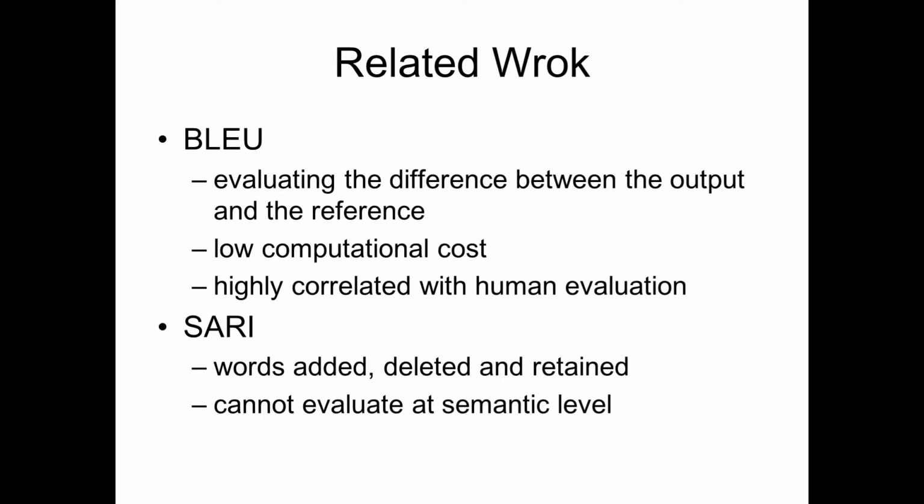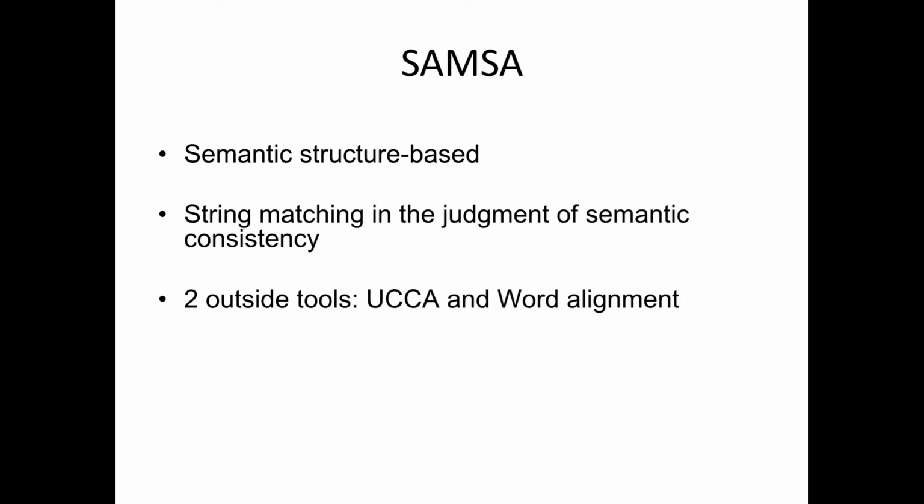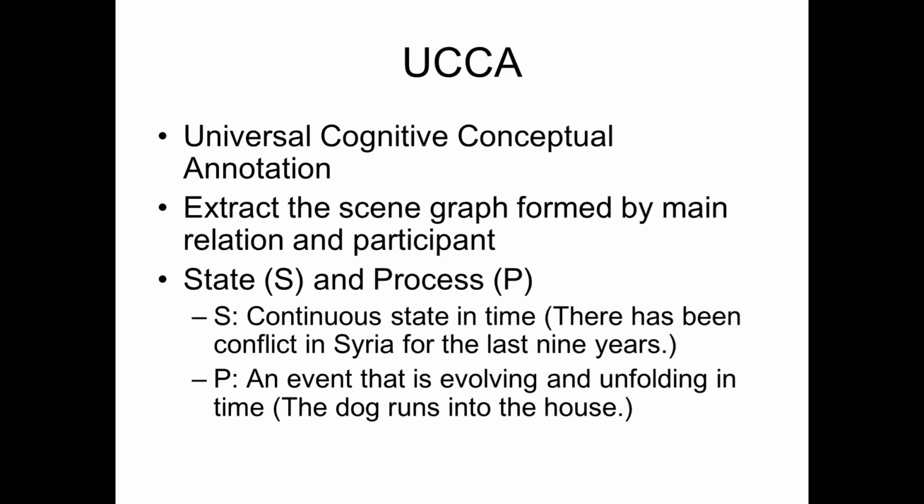SARI is an evaluation indicator based on reference sentences. It focuses on the aspect of words added, deleted, and retained, but it cannot evaluate sentences at the semantic level. SAMSA is a semantic structure-based evaluation indicator proposed in 2018, but it relies too much on string matching in the judgment of semantic consistency. SAMSA uses 2 outside tools, UCCA and word alignment.